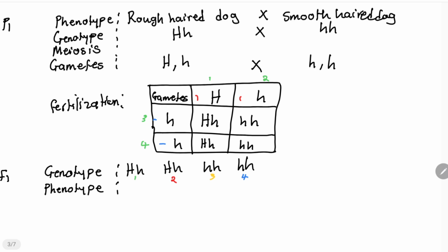The same will also apply for dog number 2. So dog number 1 and dog number 2 will both have rough hair. But dog number 3, the genotype is small letter h, small letter h. Now these are recessive alleles, and we know that when two recessive alleles together make the genotype, then the phenotype is going to be that of the recessive alleles, which tells me that dog number 3 and dog number 4 are going to have smooth hair. So I've got two rough-haired dogs, and I also have two smooth-haired dogs.